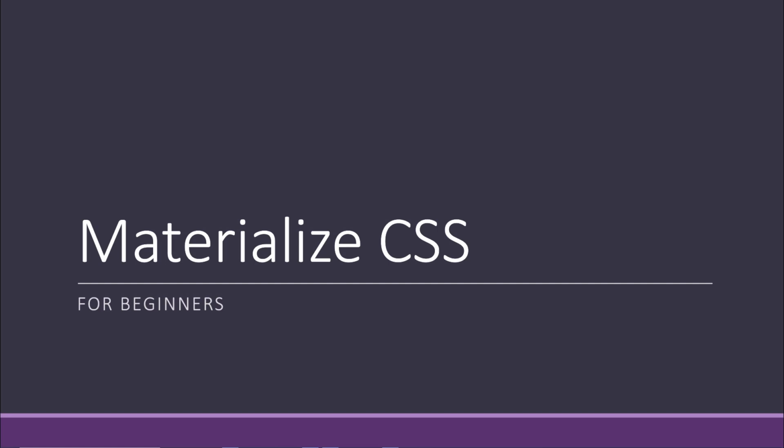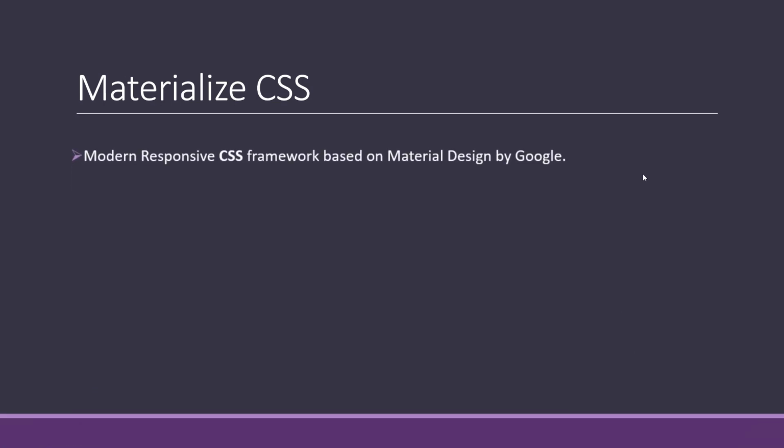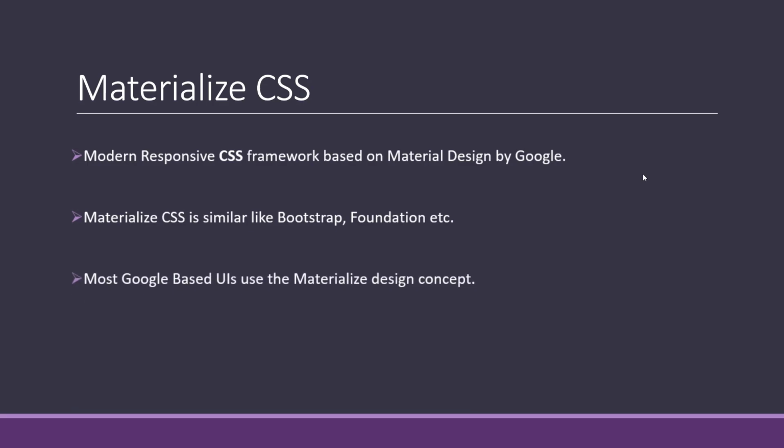In this course I will teach you Materialize CSS step by step, practically. But before working on the practical part, we need to know what Materialize CSS is. Materialize CSS is a simple, modern, responsive CSS framework based on Material Design by Google. It's similar to the Bootstrap and Foundation frameworks. Most Google-based UIs use the Material Design concept. That is a very simple introduction to Materialize CSS.